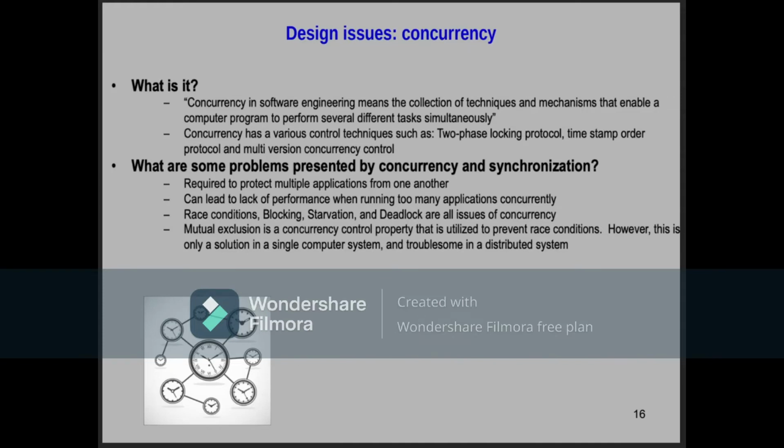So when, of course, a race condition occurs, the outcome depends on which processes get to be completed first. So mutual exclusion would work on that, but there are problems that come along with that, such as it would only work with a single computer system, but it would be difficult to work with when it comes to a distributed system.